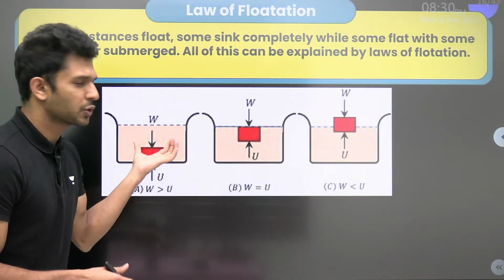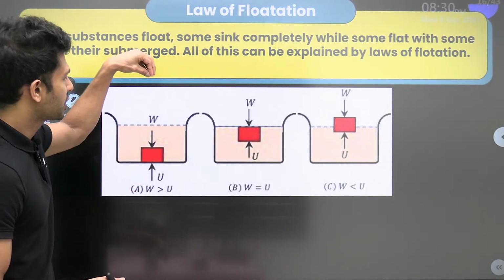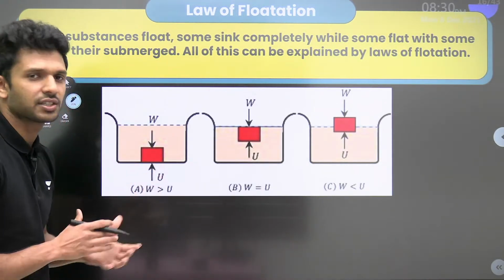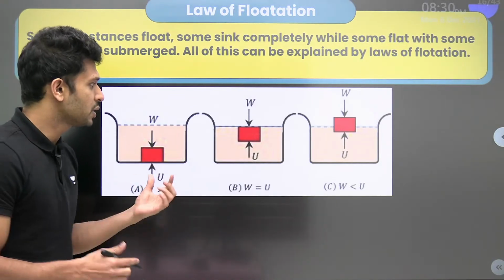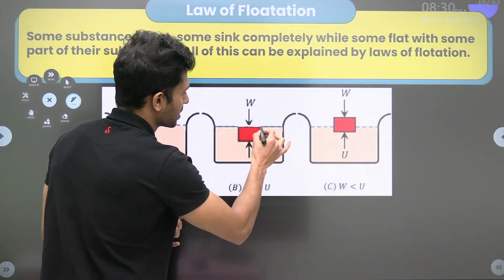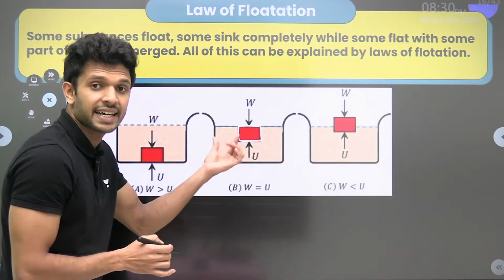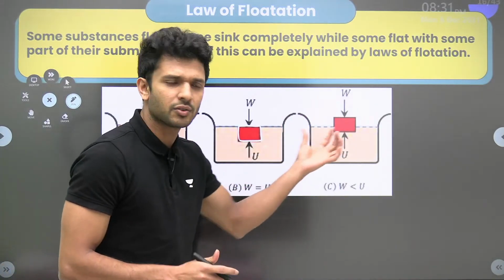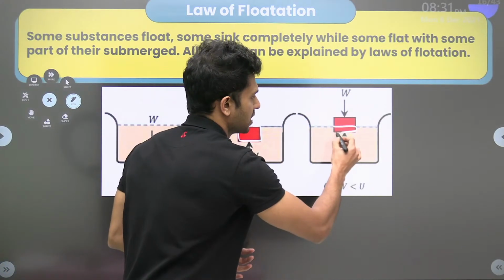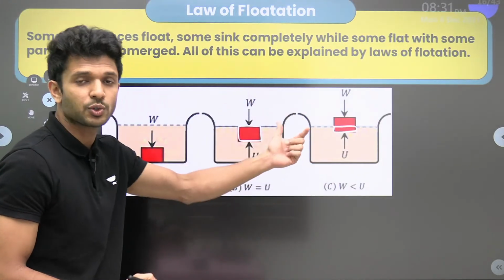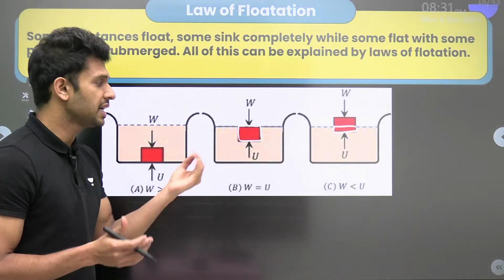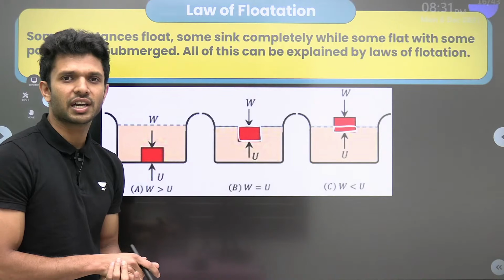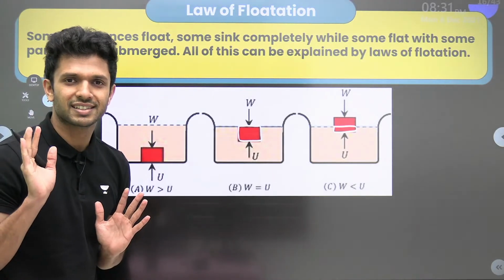You are dropping a material into the fluid. Sometimes you will see that the material goes down and rests on the bottom surface. Sometimes the body floats with its entire volume submerged inside the fluid. Or sometimes it floats with its volume partially submerged. These are the three different scenarios you can see if you drop a body inside a fluid. Now, don't you want to know how these three different situations happen?